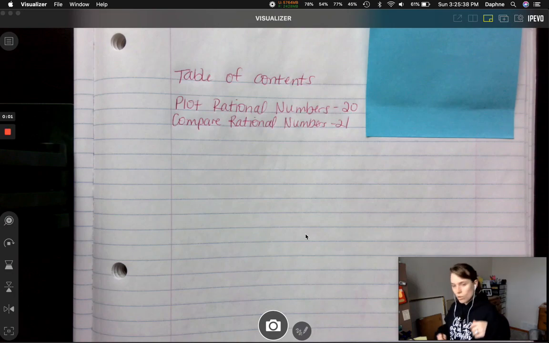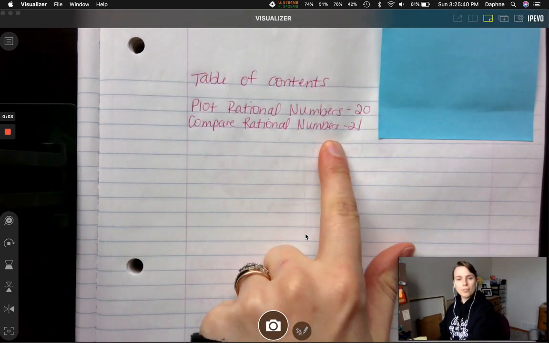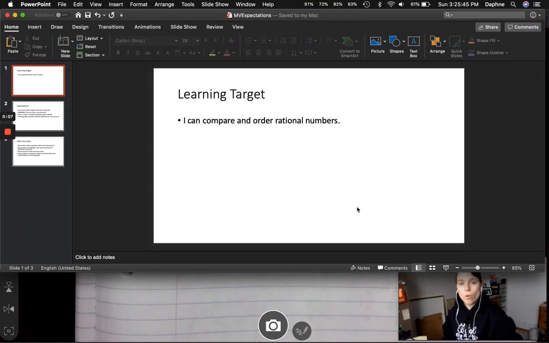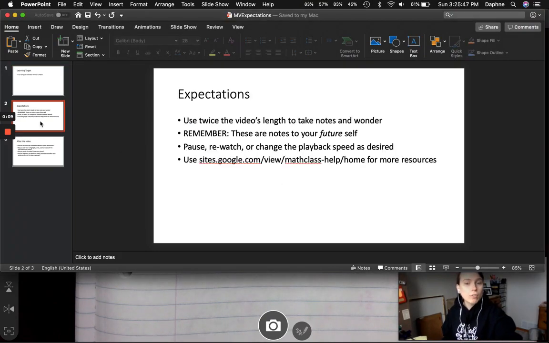All right, so our second one is to compare rational numbers. Notice that our learning target is to compare and order rational numbers. And we've done this before with integers, and you've done this with whole numbers your whole life. So now we're going to extend that knowledge to rational numbers.